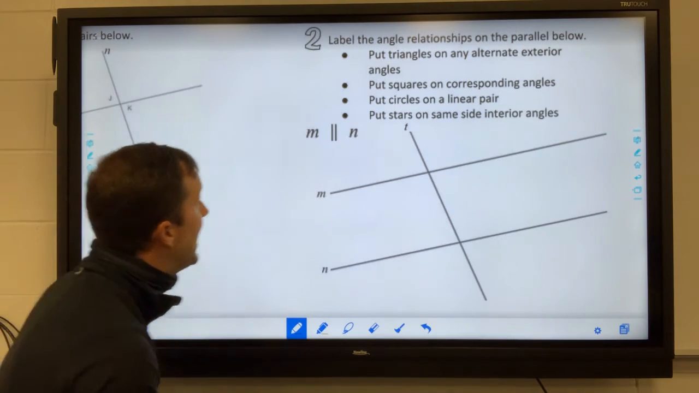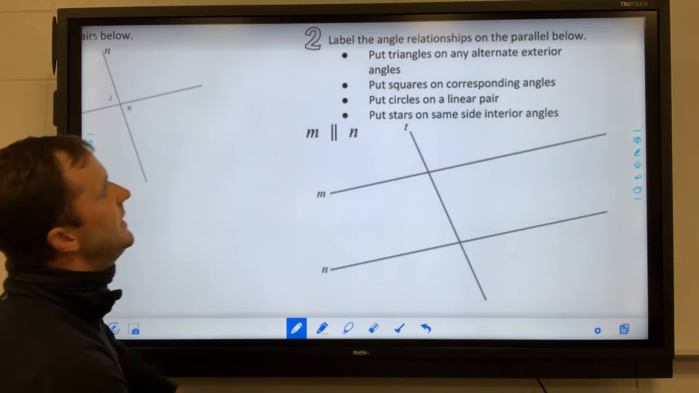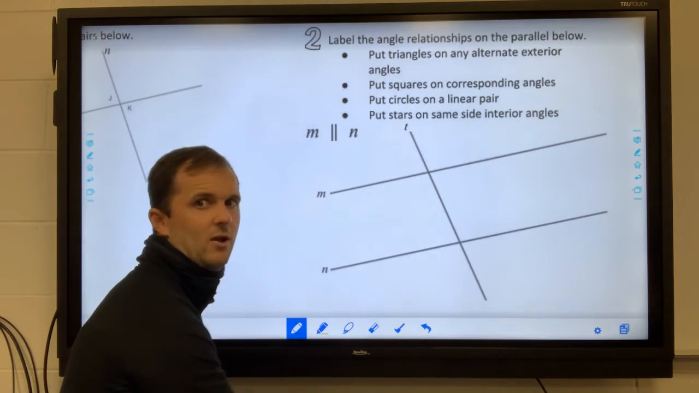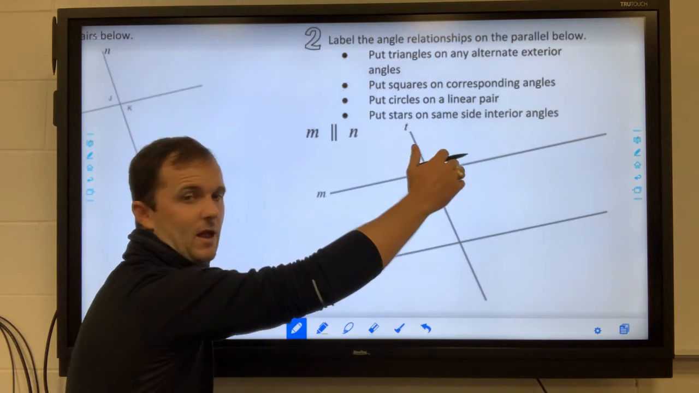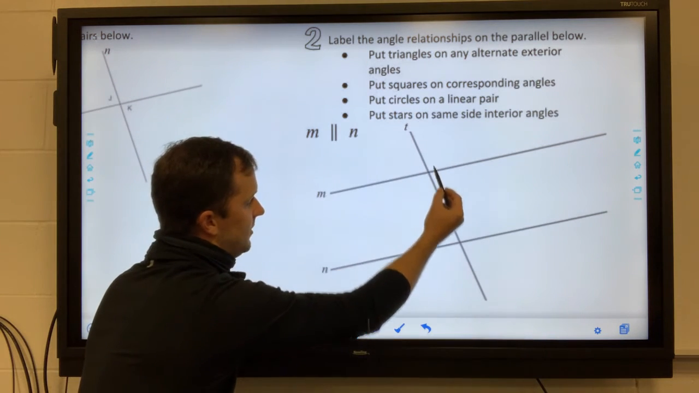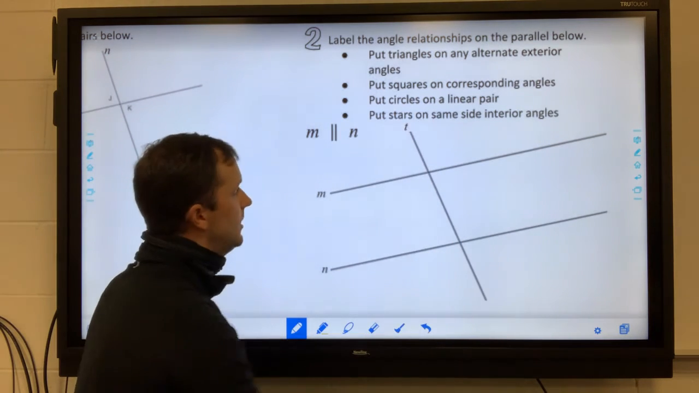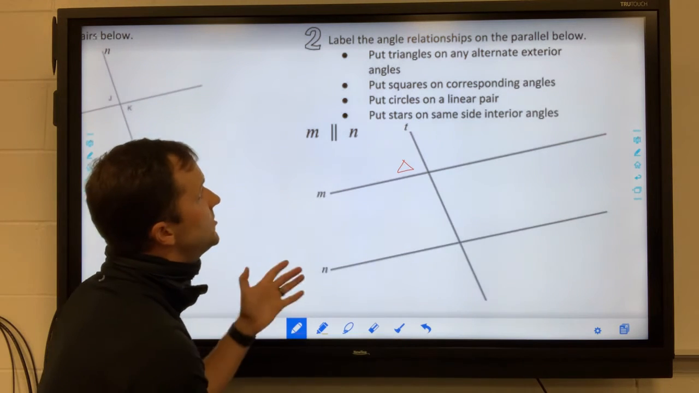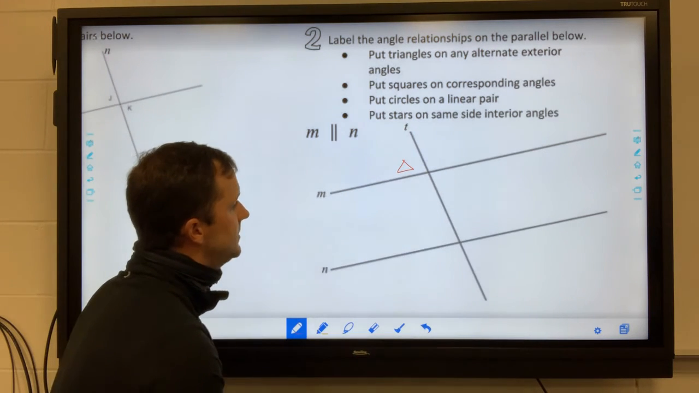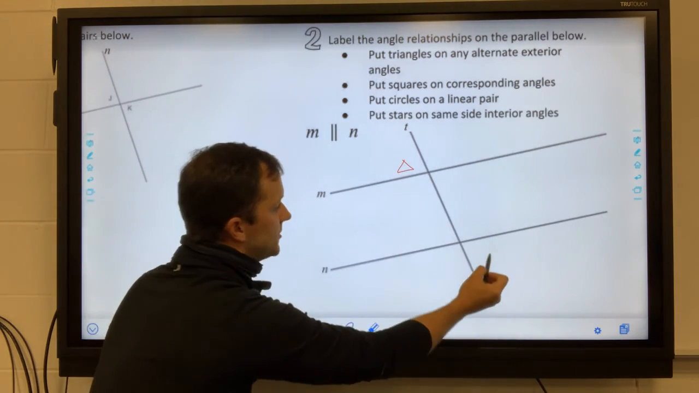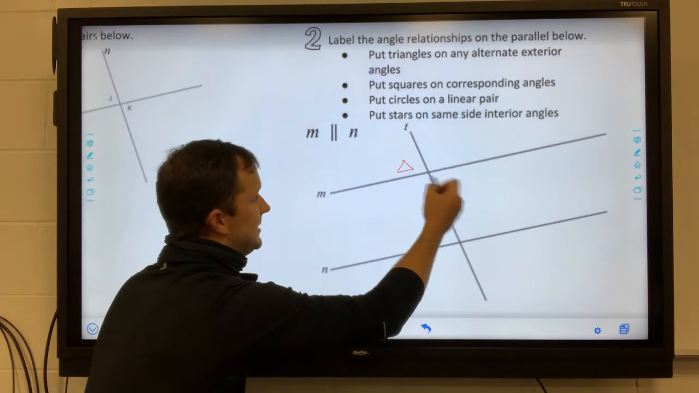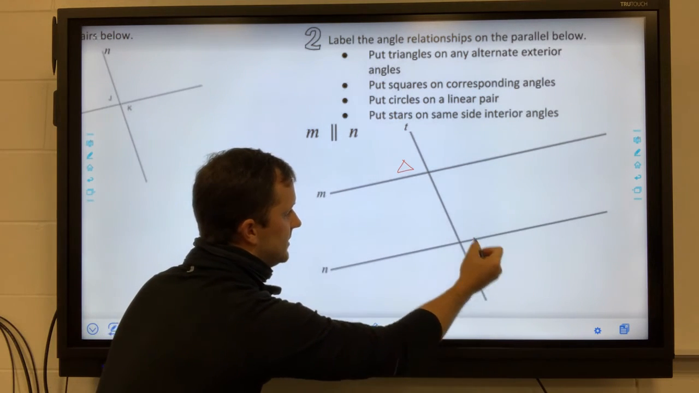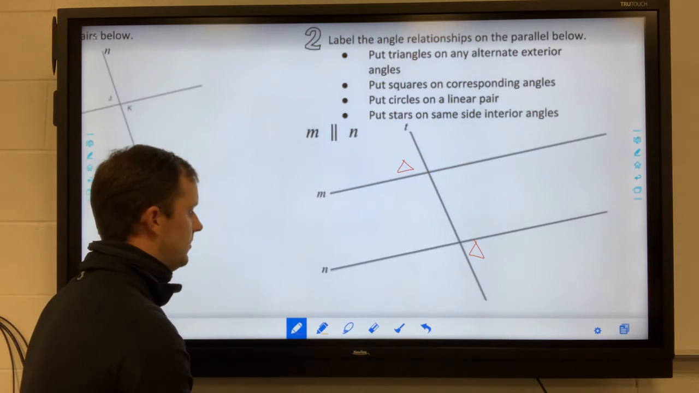So let's go with black first. Triangles on any alternate exterior angles. So my exterior angles are the ones on the outside, right? So exterior, exterior, exterior, and exterior. So I'm gonna go and put a triangle right here. So right now, alternate exterior to that is going to be alternate, meaning on the opposite side of the transversal, and also exterior to that. So this is going to be your alternate exterior angle, okay?